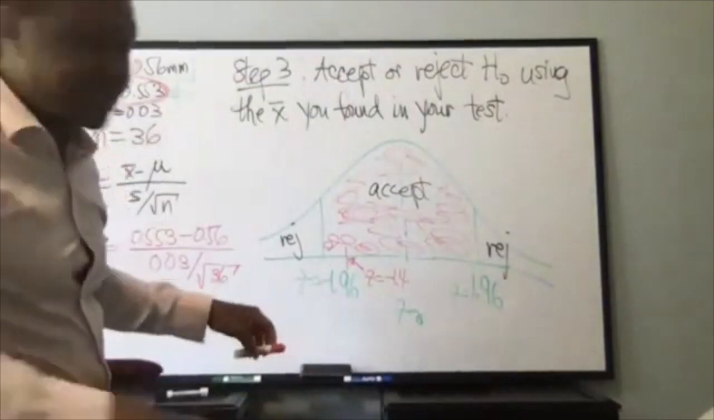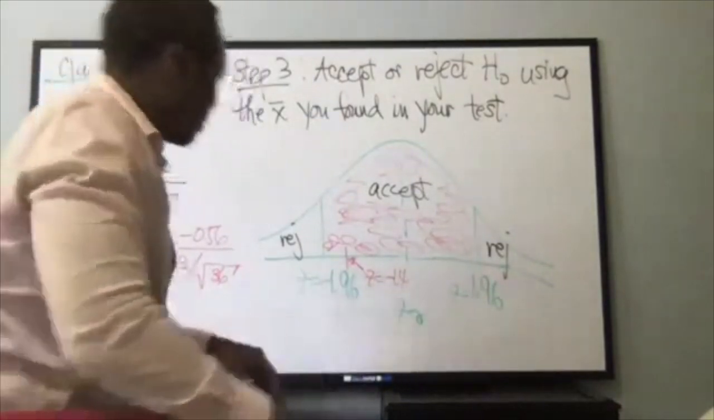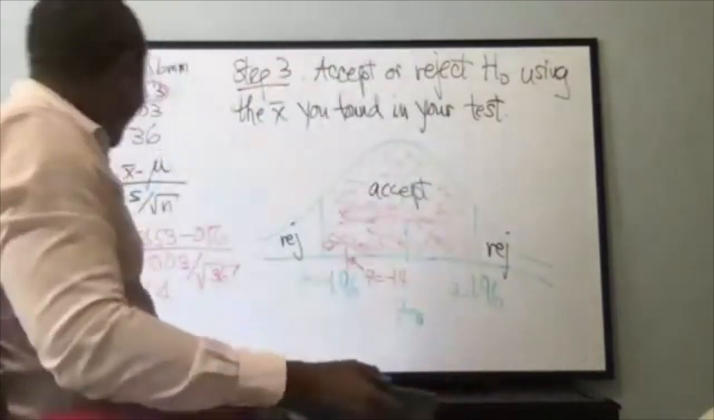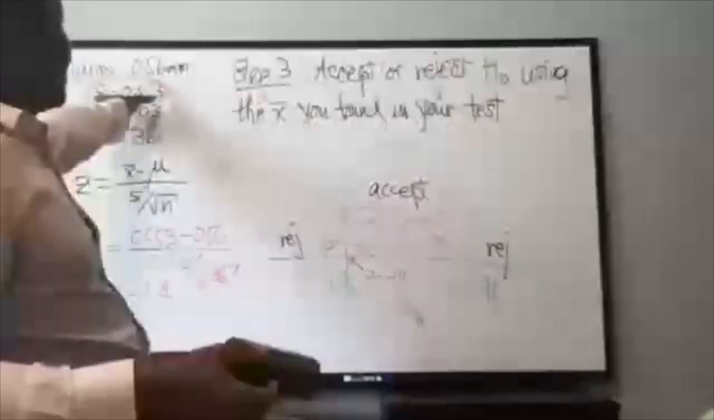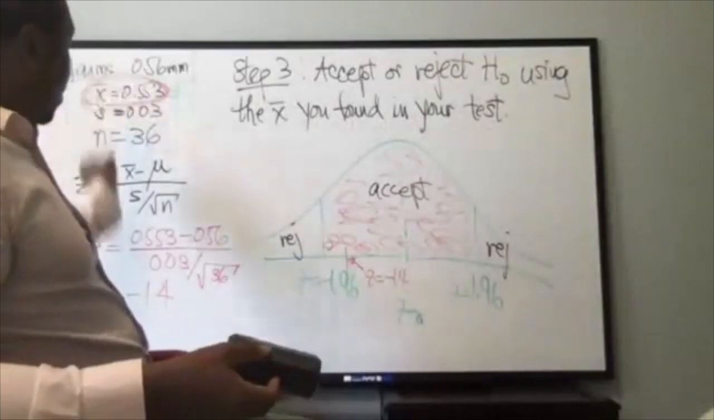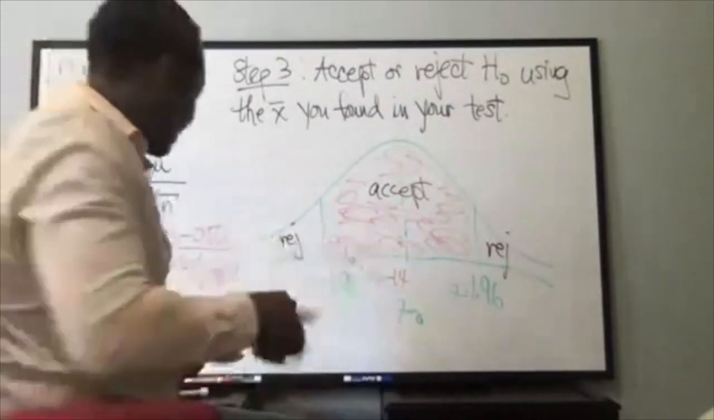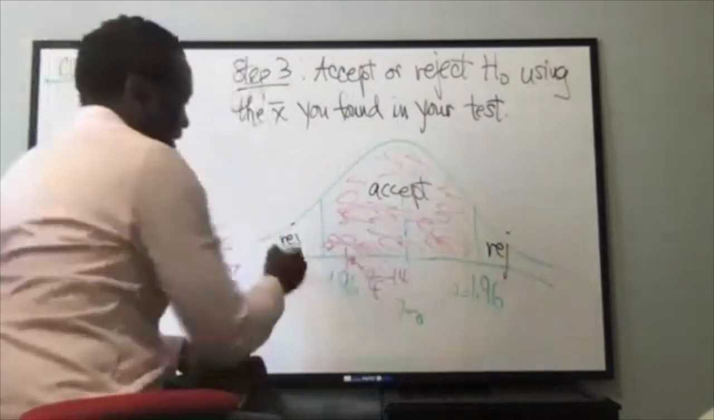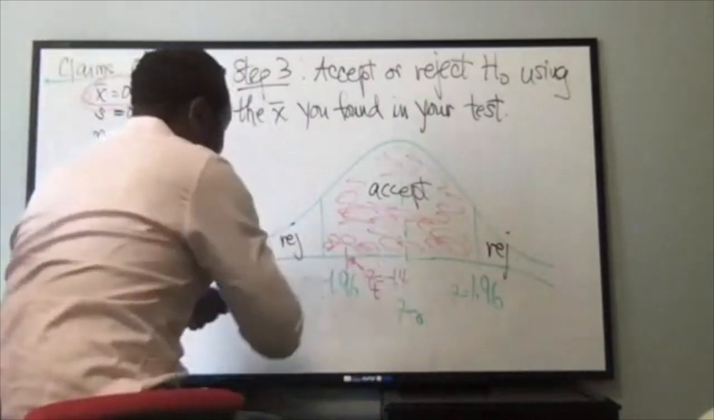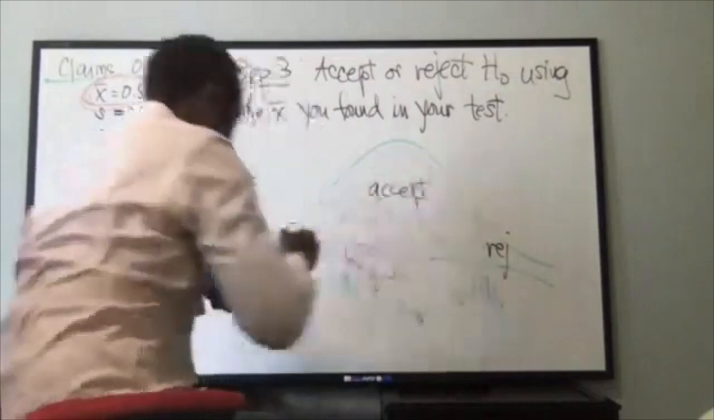So let's write the final statement. We did all that just to be able to write the final statement. Is everybody understanding where this negative 1.4 comes into play? I'm taking the value that I found when I did my test, changing it to a z, and then seeing where it was found there. A lot of times I call this ZT for test, and these z's right here, ZC's for cutoff.